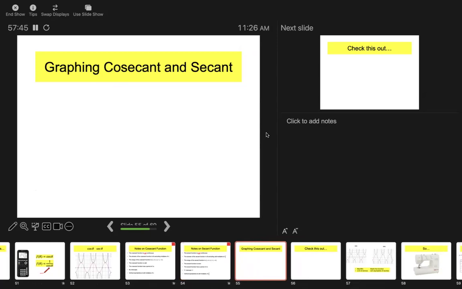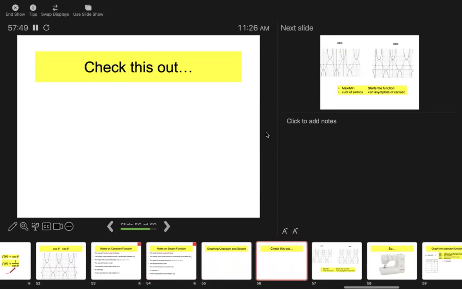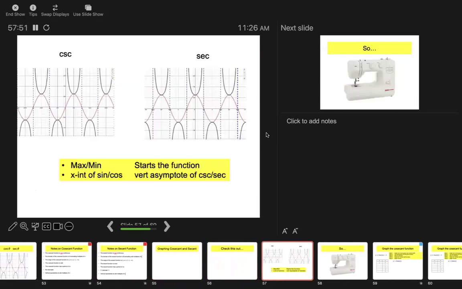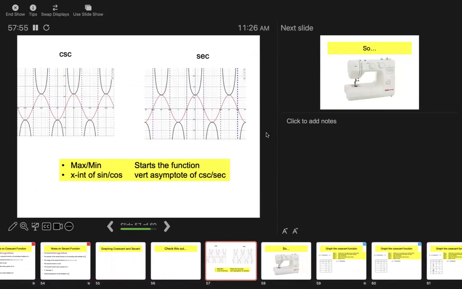Okay, so I promised you a different method of graphing secant and cosecant. All right, so let's see who's got the biggest brain. Do you see what I've done? I have cosecant on the left and secant on the right.